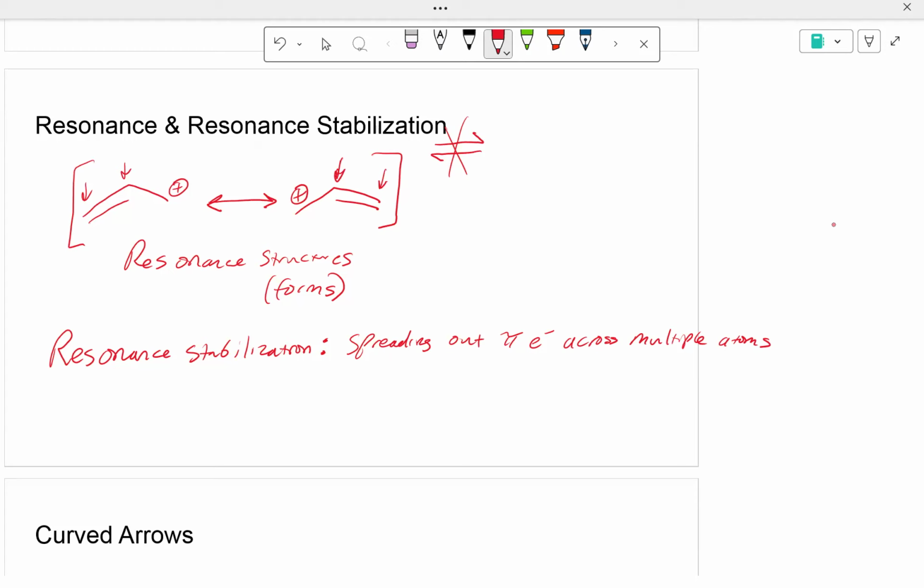So obviously it'd be a lot easier and you'd expend less energy if you had a lot of friends to help you lug that heavy couch up 5 flights of stairs. So it's the same thing with resonance stabilization. Anytime you can spread out a charge, and I know I said pi electrons here, but that could be spreading out a negative charge, a positive charge, a single electron. We'll talk about that later. Anytime you can spread it out across multiple atoms through resonance, that helps stabilize that particular chemical species.